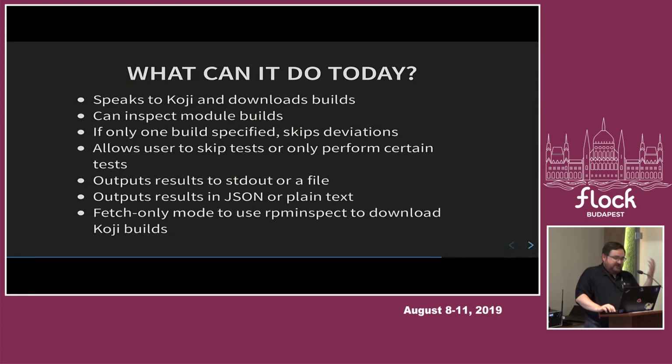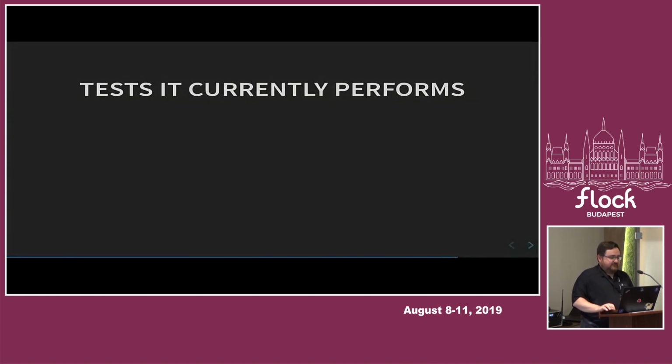All right, what can I do today? I've been through some of this. By default, it'll output to the console in a mostly human-readable format. It can also do a JSON output, which we're using to integrate into the CI pipelines. I also added a fetch-only mode if you want to just download a build by NVR, just because I was doing that and it was handy. So yes, it does a lot right now.